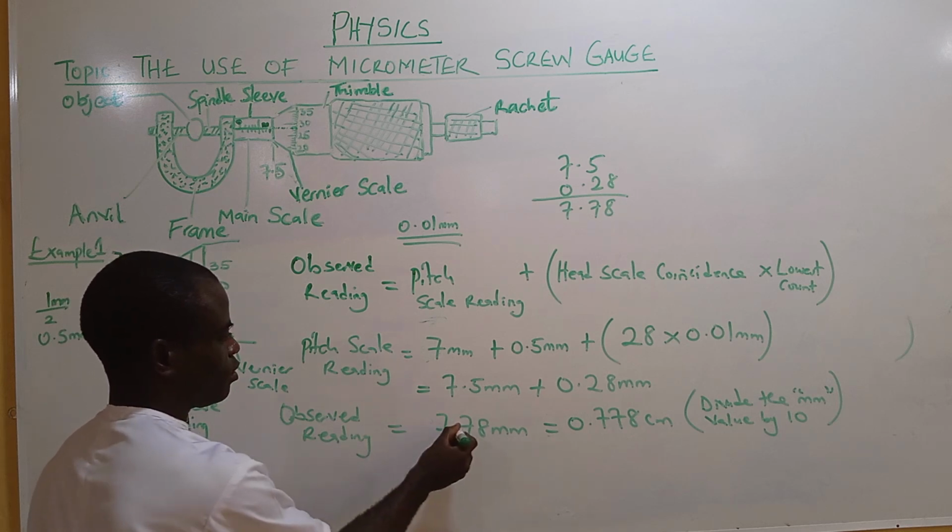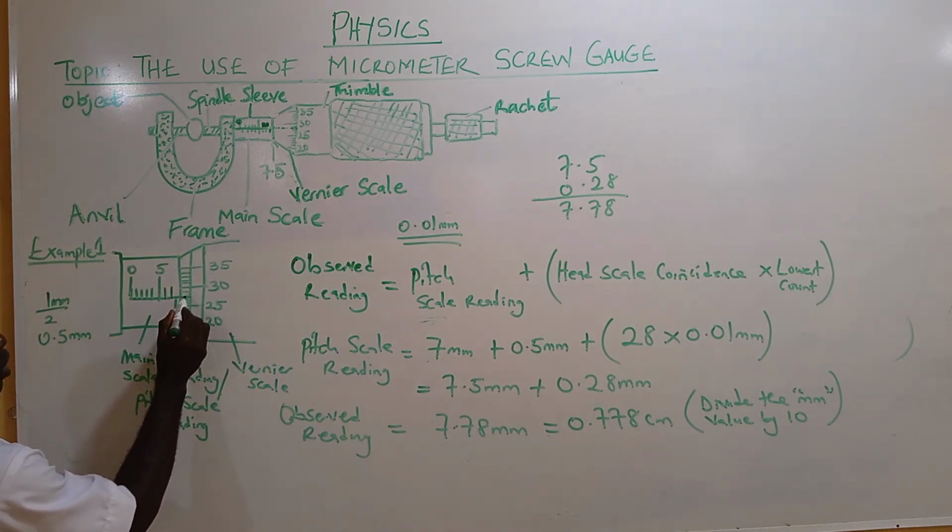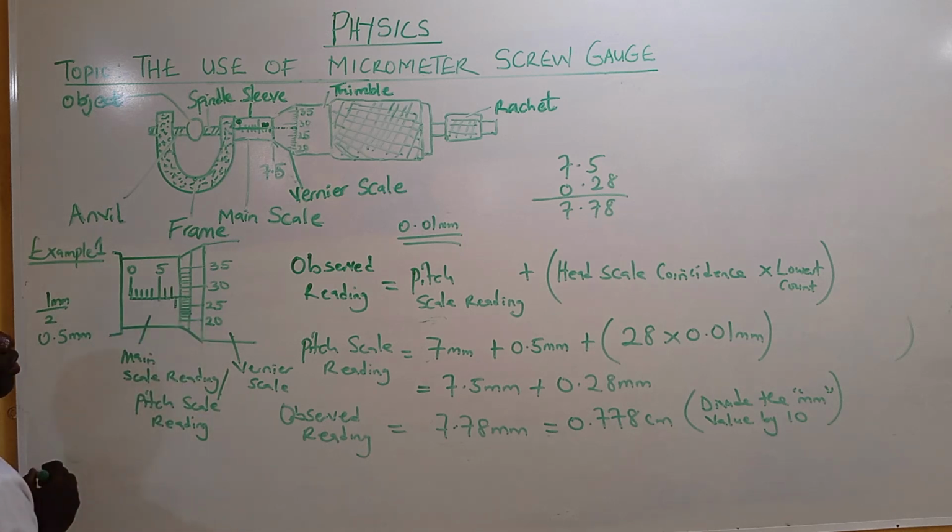Okay, please take note. Coincidence, count it: 25, 26, 27, 28, when it is in a straight line with this line. That's the edge scale coincidence.